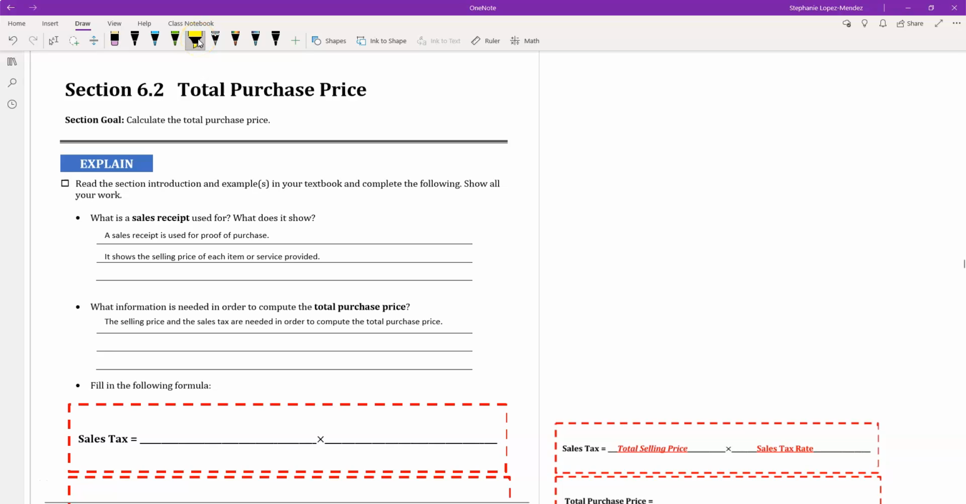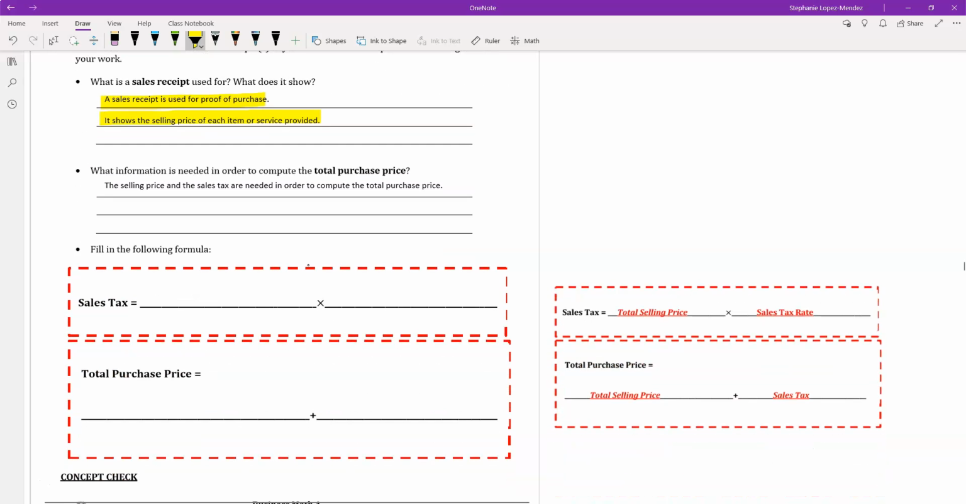This is section 6.2, total purchase price. So in the first question, we have what is a sales receipt used for and what does it show? So first, a sales receipt is used for proof of purchase. What does it show? Well, it shows the selling price of each item or service provided.